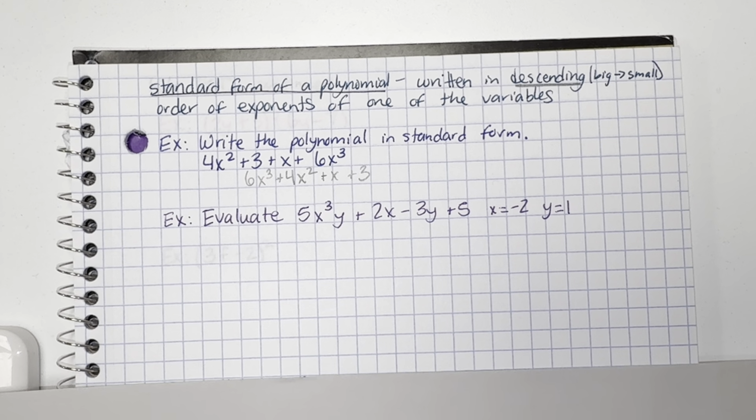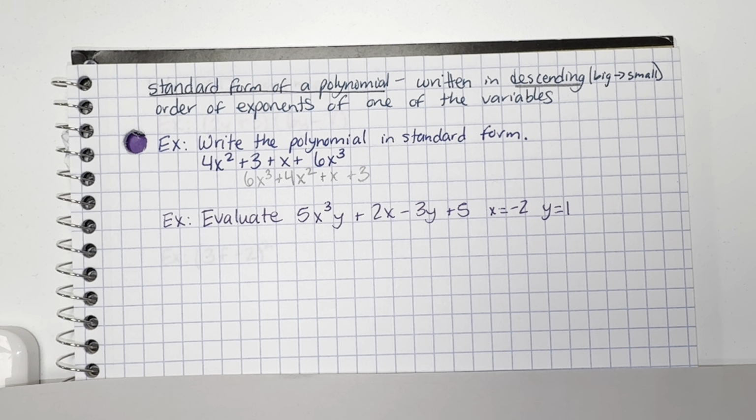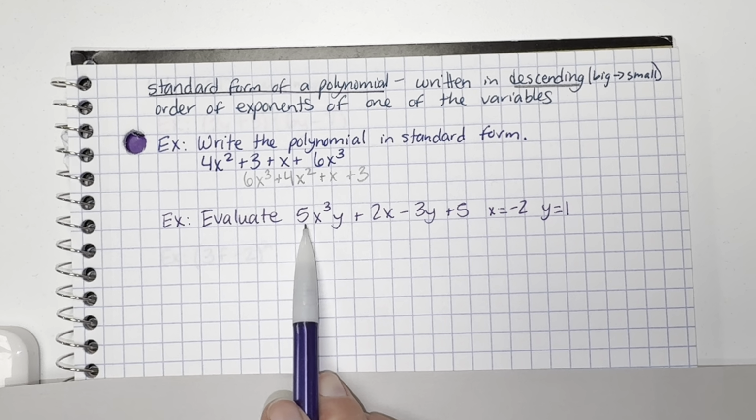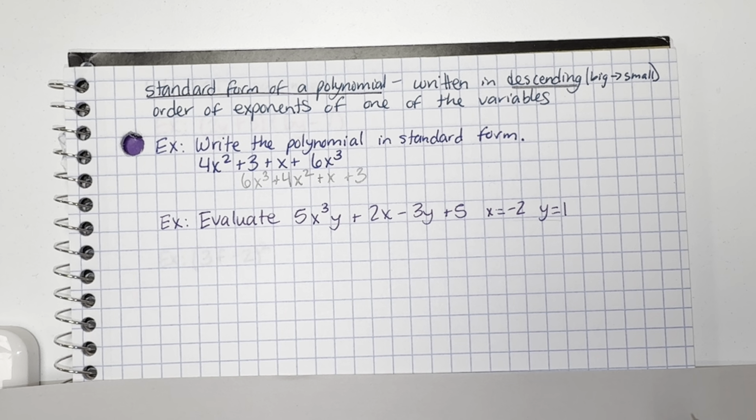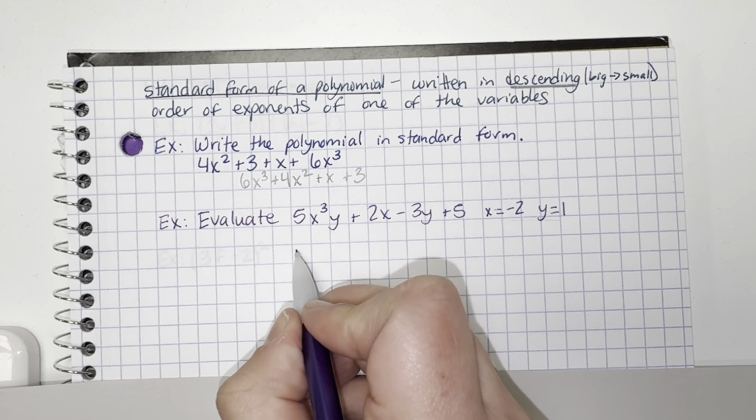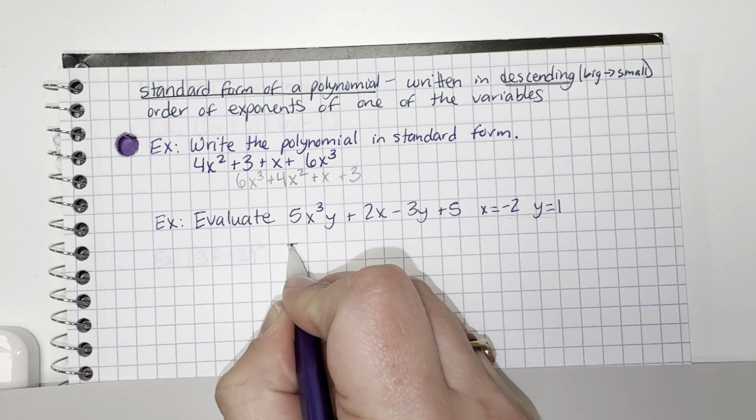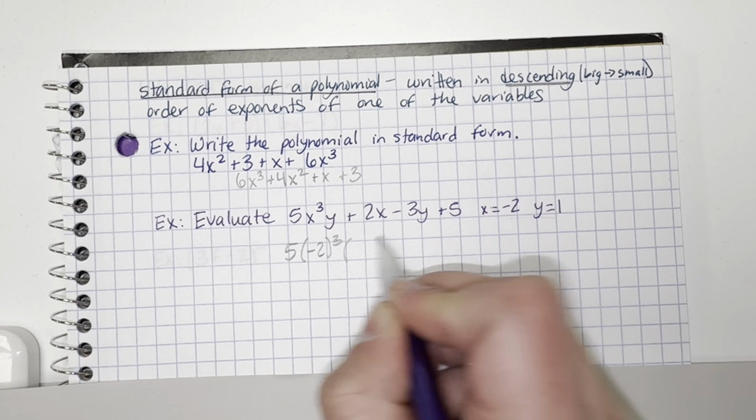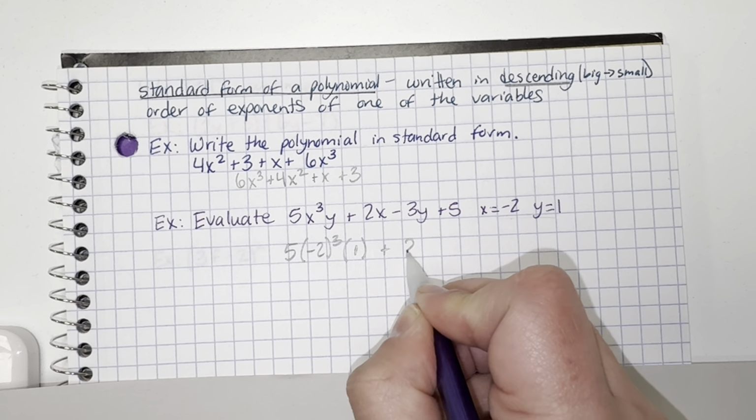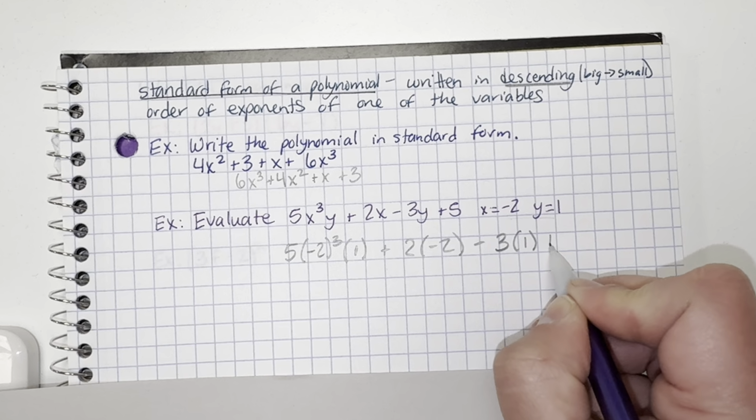Next thing we're going to take a look at is evaluating our polynomials. Okay, you've done this before, but we're going to just take a look at it again. So it's going to ask you to evaluate. Here's our letters, x and y, that we need to plug in to evaluate. So I'm going to put where the x's are a -2, where the y's are a 1. So I'm going to have 5 times -2 cubed times 1 plus 2 times -2 minus 3 times 1 plus 5.